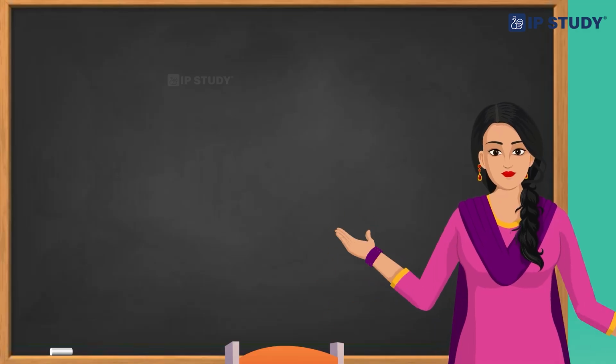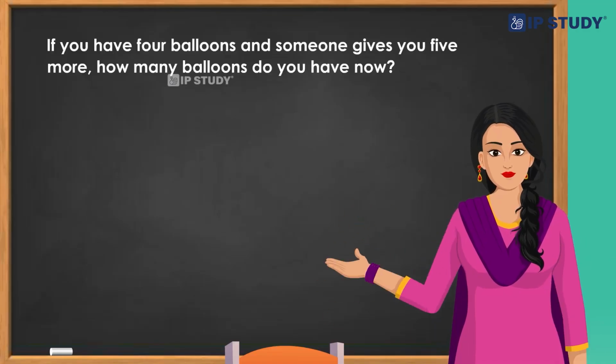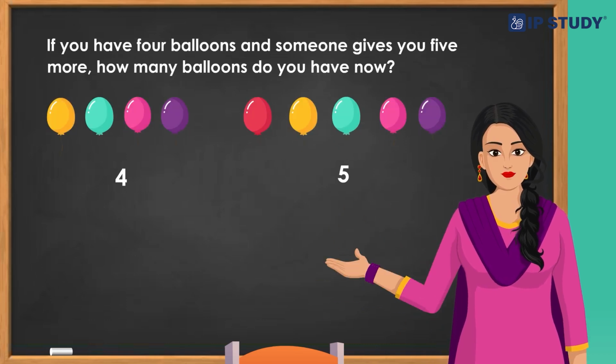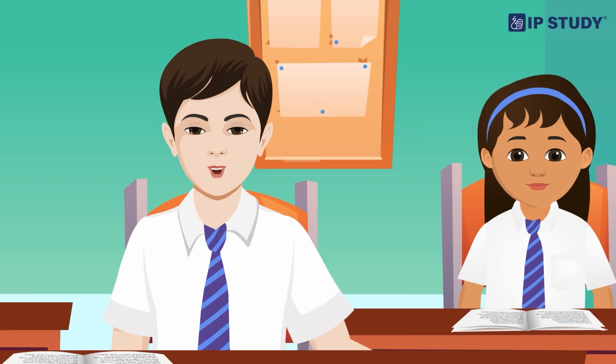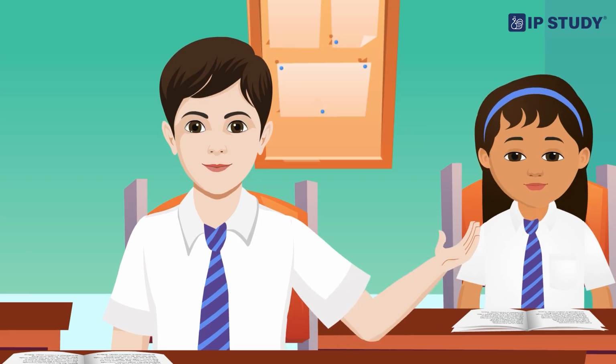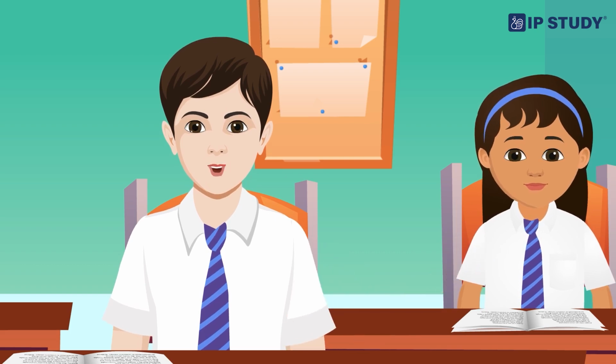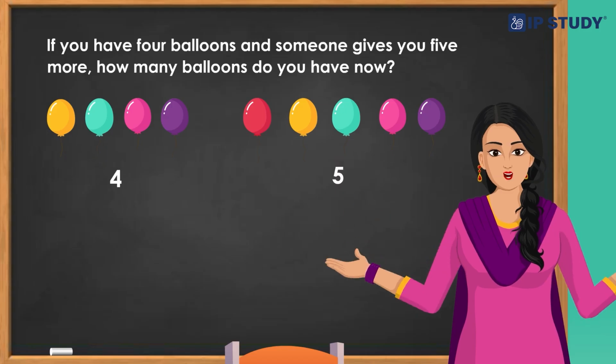Aman, you are doing great. Let's talk about the order in addition. If you have 4 balloons and someone gives you 5 more, how many balloons do you have now? Let's see. 4, then 5 more. That makes 9 balloons. Excellent, Aman.